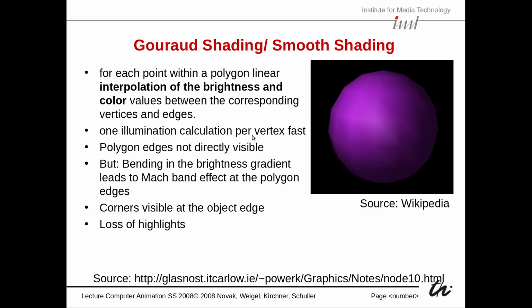Yeah, so that's why we look for an alternative, which is the Gouraud shading, also called smooth shading. Here the polygons don't have the same brightness everywhere, but these brightnesses, the gray shades, are interpolated, so that we don't as easily see the polygons. The polygons are now less visible, but it still looks kind of artificial. For each point within the polygon, we have linear interpolation of the brightness and color values between the corresponding vertices and edges. We have one illumination calculation per vertex, which is fast.